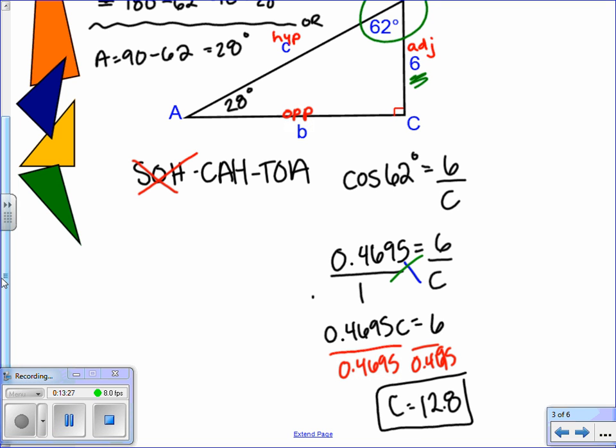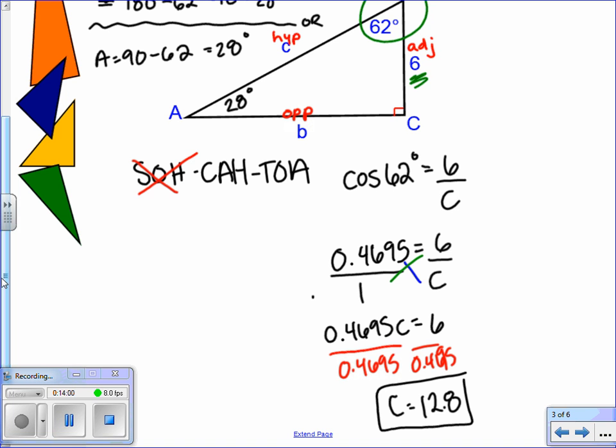Questions about that process that we went through? Where any of our numbers came from or why we did what we did? There are variations to that solving. Like you do not have to change cosine of 62 into a decimal right away. You could leave it as cosine of 62 and put it over 1 like Lauren did and cross multiply with that. And you would just have C times cosine 62 equals 6 and then divide by cosine 62. Totally fine.